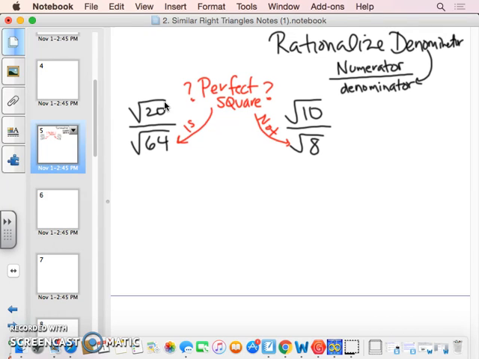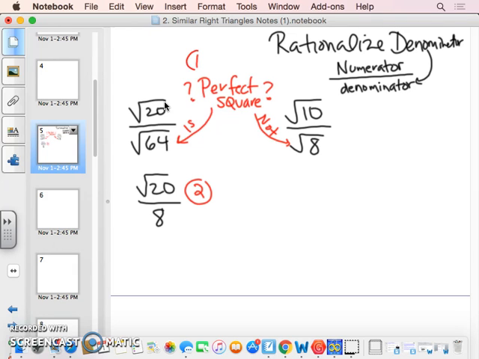So we have to rewrite our fraction, keeping equivalence but not having a radical in the denominator. So you simply take the square root of 64, which is 8. Now we've got the square root of 20 on top of 8. So far this is mathematically correct. However, you can then simplify.